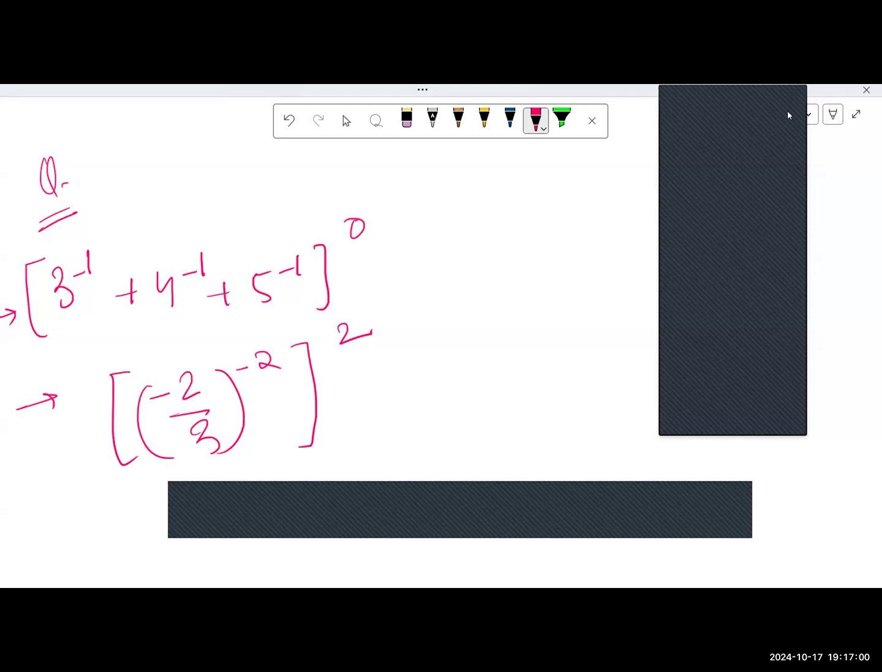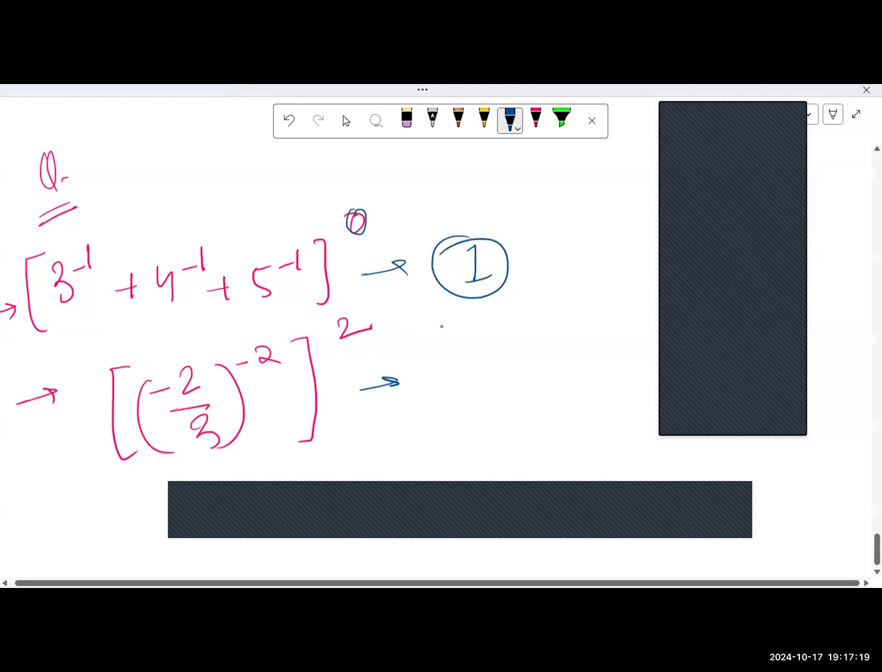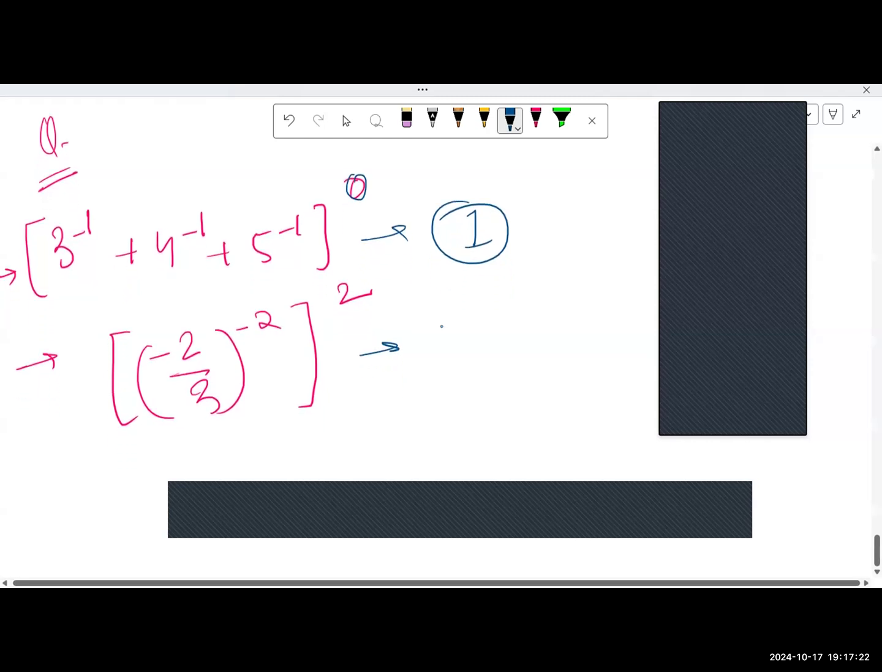Okay. So we have the first one. See, there's no need to solve this question. You can directly write 1 because the whole power is 0. And whenever we have the power 0, the answer is 1. So don't solve anything, just write 1. You understand the logic? Yes, ma'am.